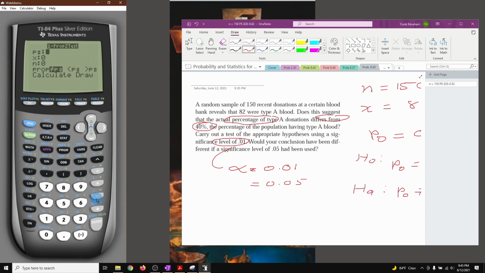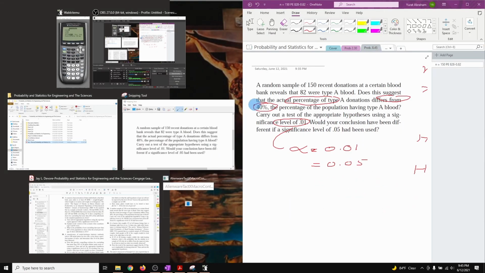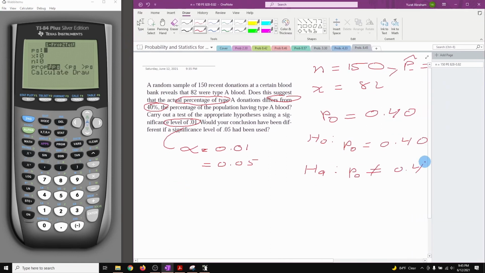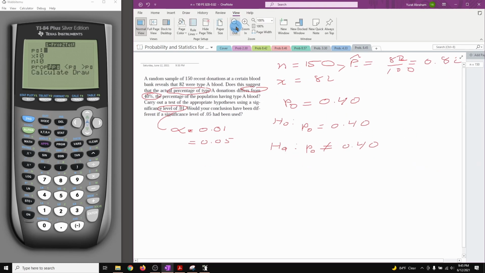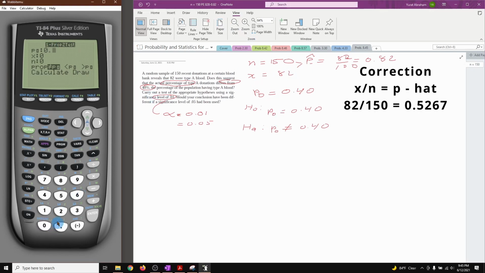Press enter right there. Let me zoom out so you can see it better. There we go. Okay. So my P naught is going to be 0.40. Enter. My X, the outcome, is 82.